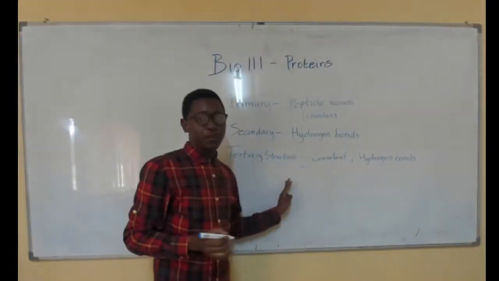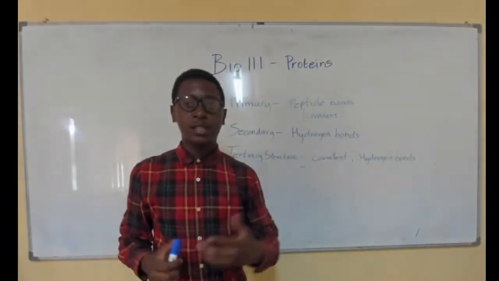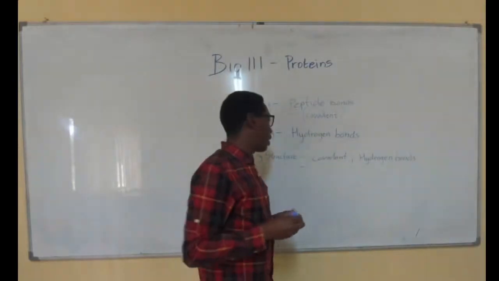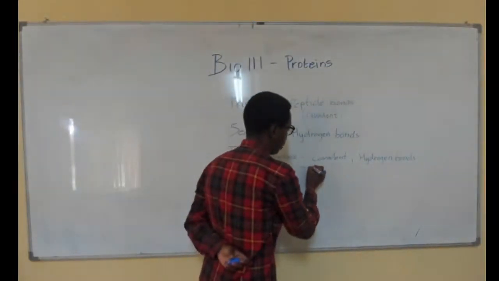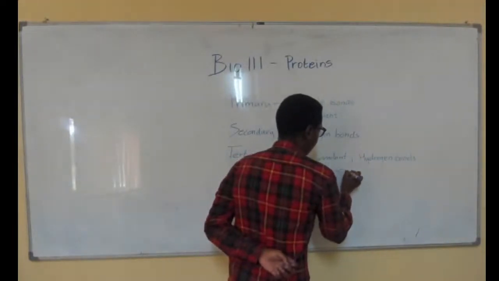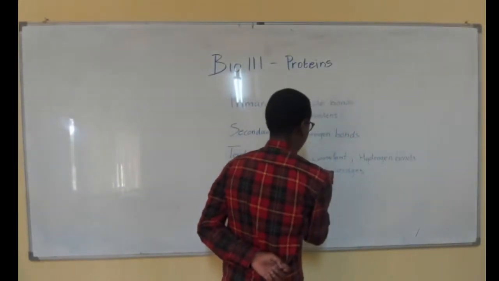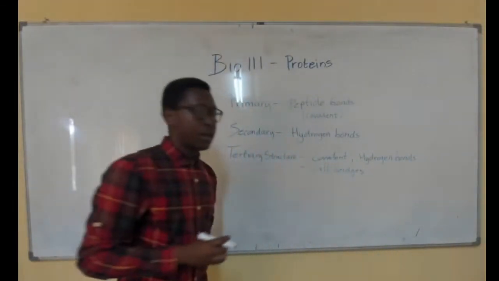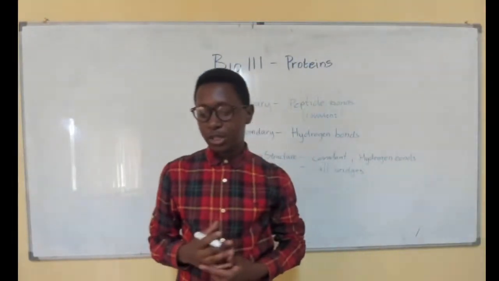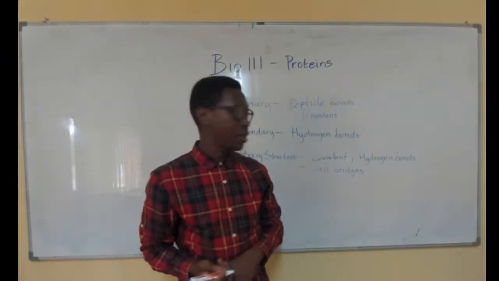Then, apart from that, we also said in tertiary structures, there is interaction of the side chains. So these side chains can also form bonds at tertiary level. So we have ionic bonds, which are usually referred to as salt bridges. These are the bonds that are formed between side chains that are either positively or negatively charged. So they interact with side chains that have the opposite charge. So they form salt bridges.